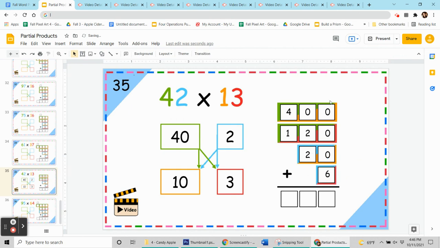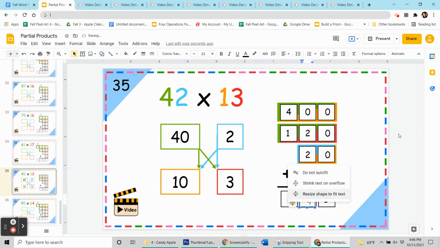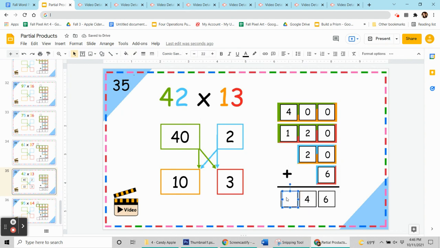Now you're going to add all these up. 0 plus 0 plus 0 plus 6 is 6. 0 plus 2 plus 2 is 4. And 4 plus 1 is 5. So we get a total of 546.